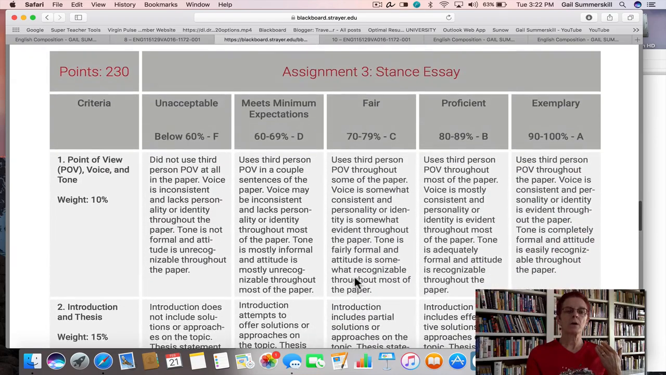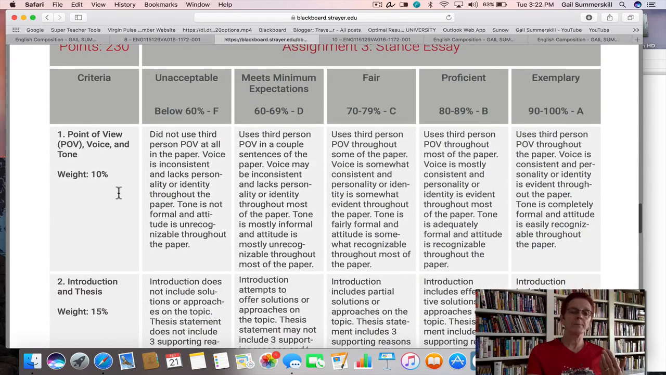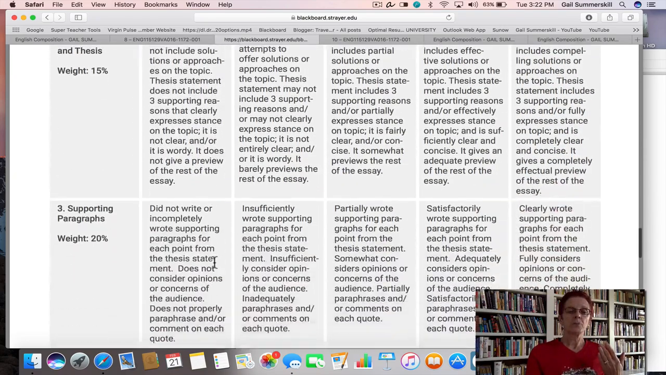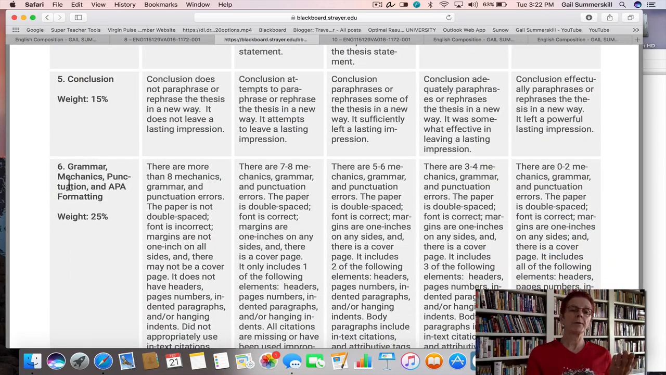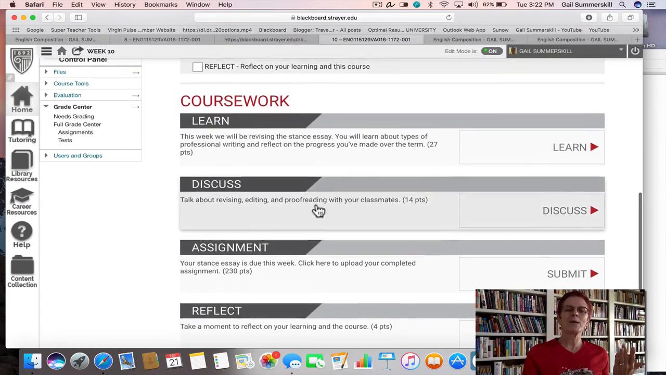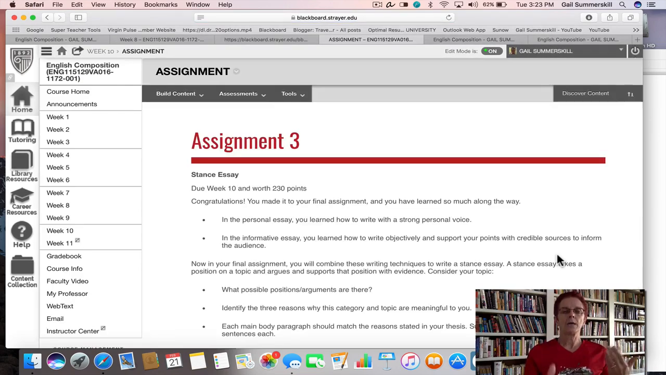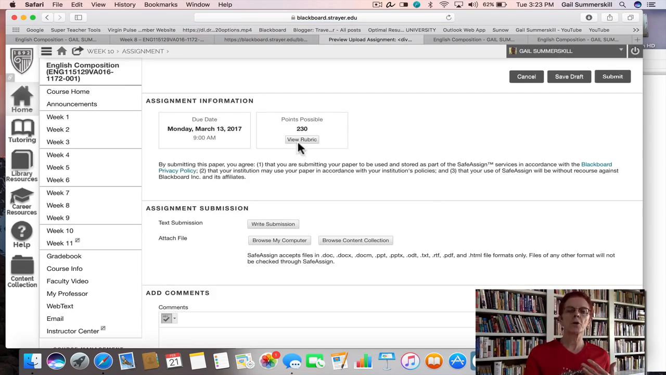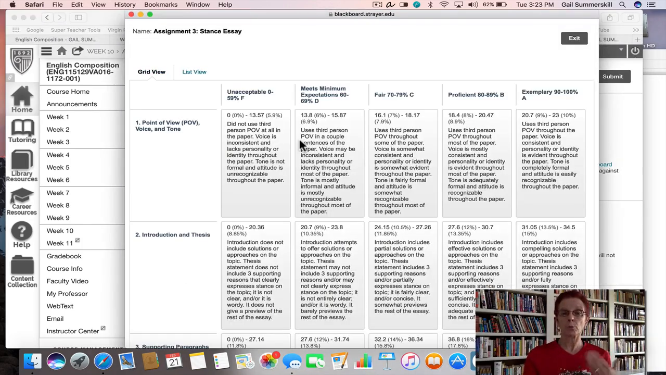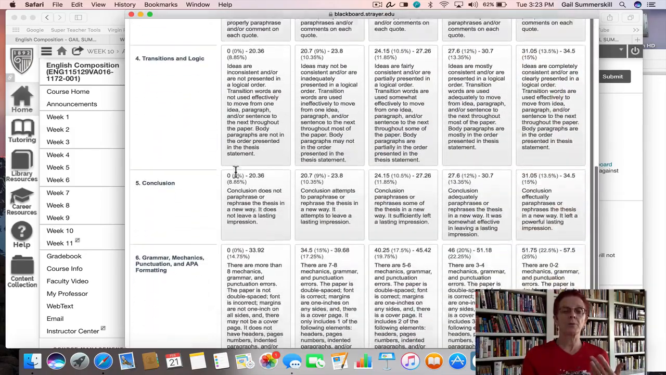And then the rubric is point of view, 10%, introduction and thesis, supporting paragraphs, transition and logic, conclusion, and grammar, mechanics, punctuation, APA formatting. Notice you can only get a 75% if you don't do well on category six, so pay close attention to that. And finally, I want to show you that, yes, in week 10, is where it's submitted. Again, this is always what happens at Strayer. Where the assignment is submitted, there's an overview of the assignment. And then if you click on the submission button up here, notice, ladies and gentlemen, is the view rubric. This is where you see how your paper is graded.